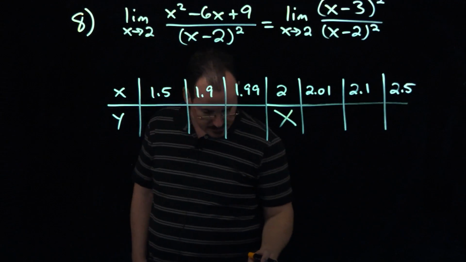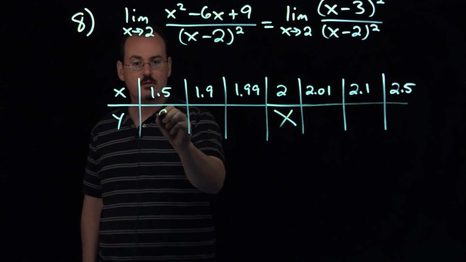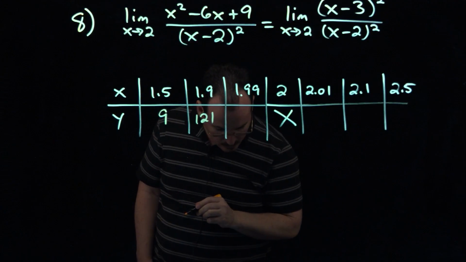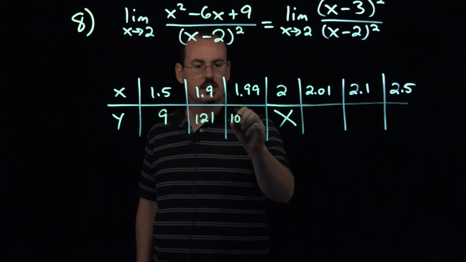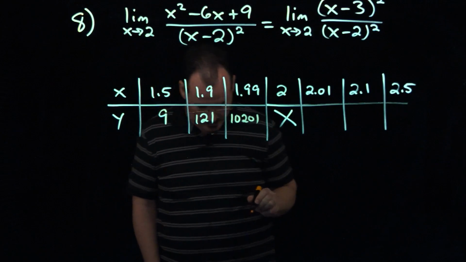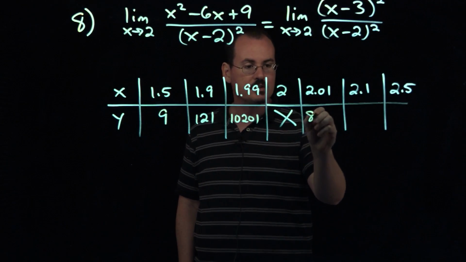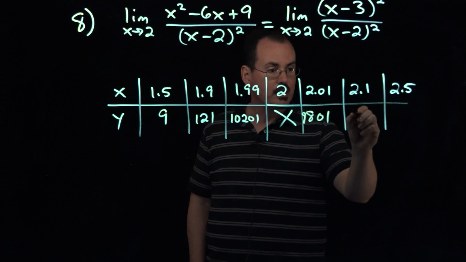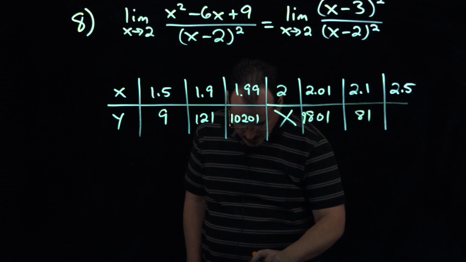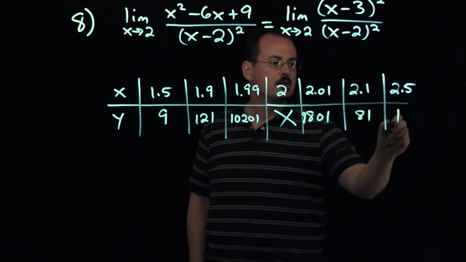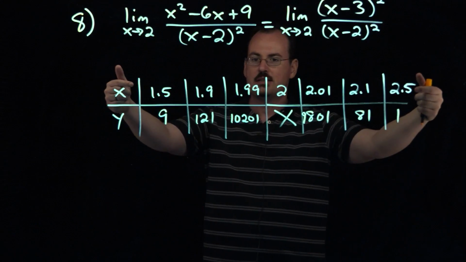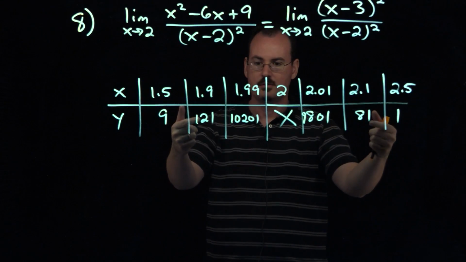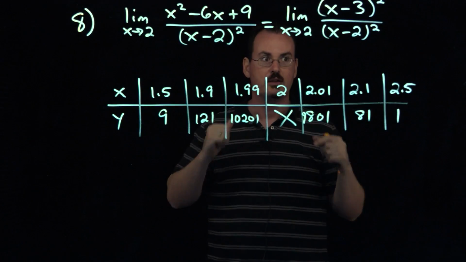Now if we start plugging in these other numbers, and I've done this on my calculator already, we're going to get 9 here, 121 here, 10,201 for this one. I think it's pretty clear what's going on here. We'll have 9,801 there, and 81. And the last one we get 1. So notice in this case what happens as we get closer and closer to 2 from both directions. What's happening to these y values? They seem to be getting bigger and bigger and bigger.